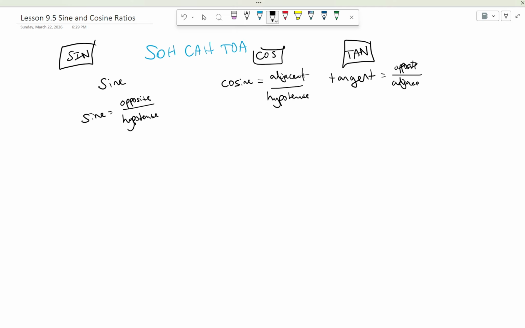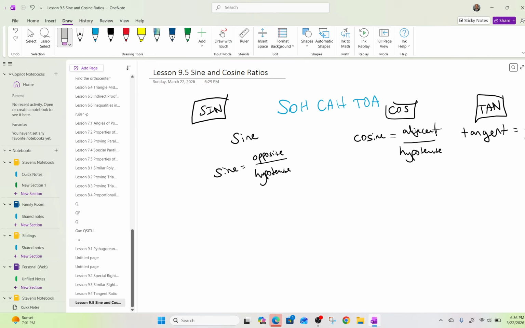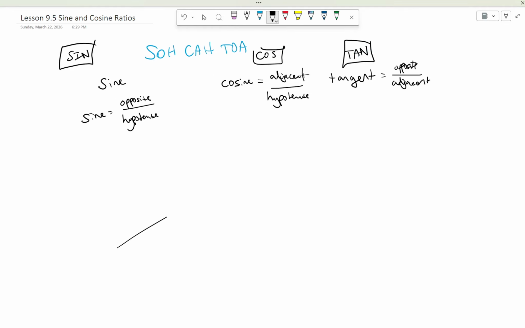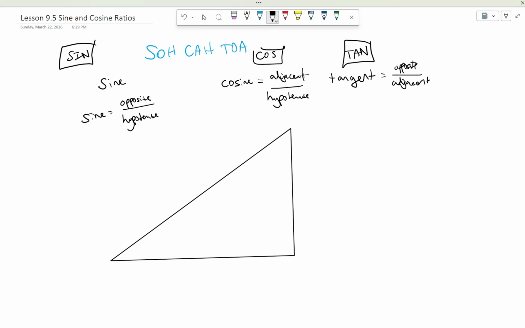And it's a mnemonic to help you remember it, right? The O over H, A over H, and O over A for sine, cosine, and tangent, which are easy enough for us to remember because the calculator remembers SIN, COS, and TAN. So let's go ahead and construct just one right triangle here, and then we're going to relate this whole concept back to what we've been doing.